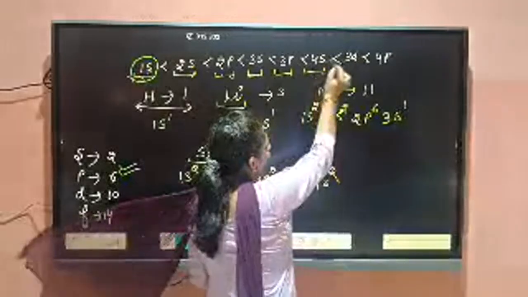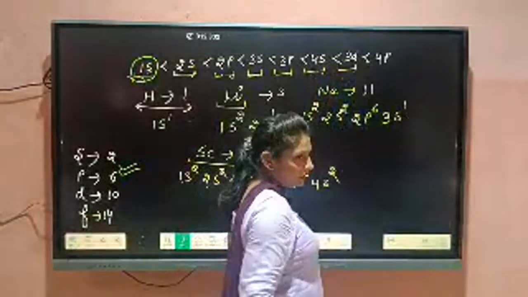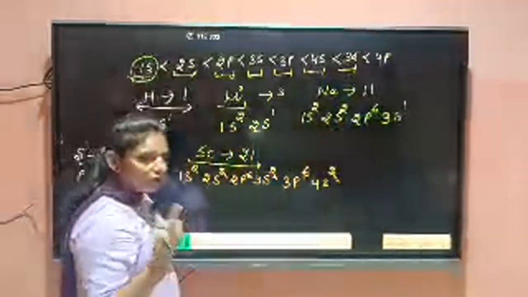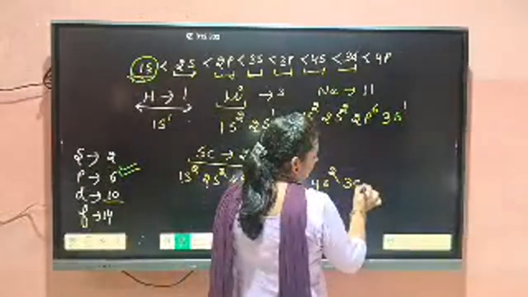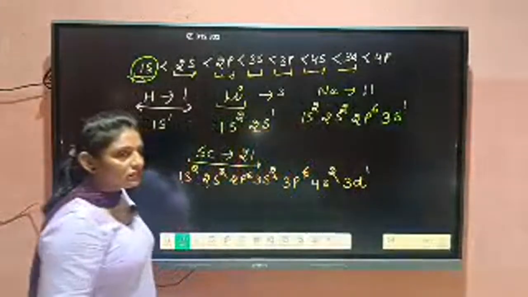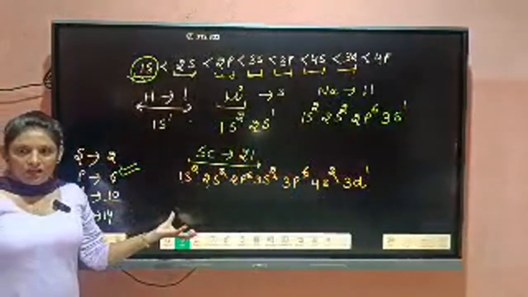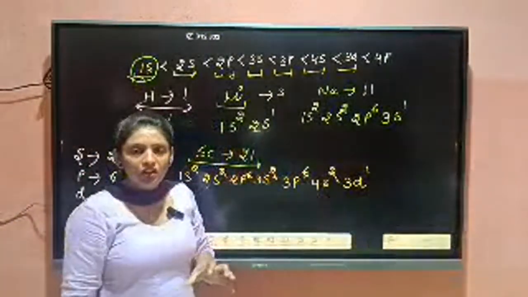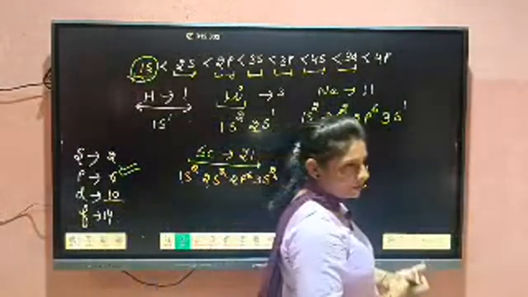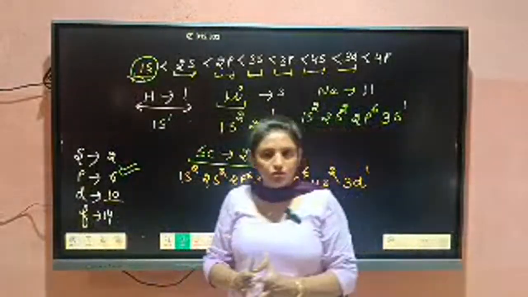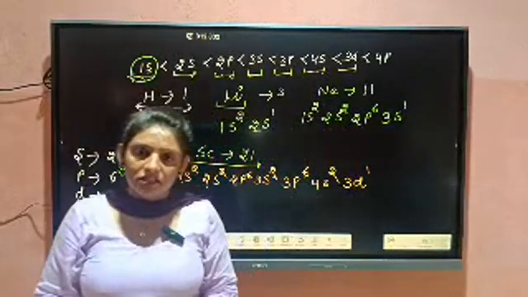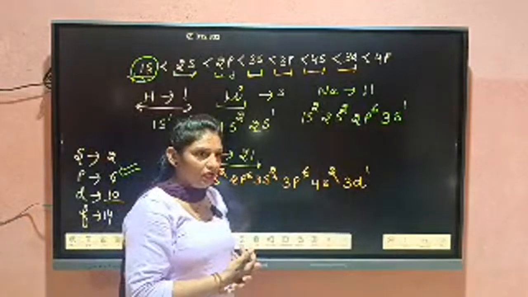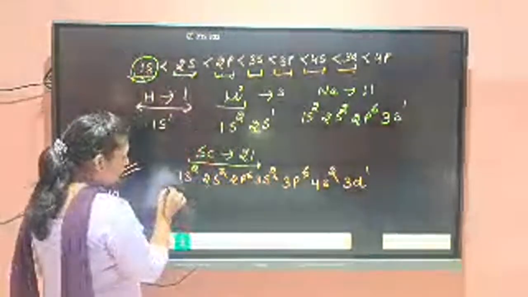After 4s2, we can fill electron in 3d. In 3d, we can fill maximum 10. But we have only 1. So 3d1. So this is the way to fill the orbitals. First of all, we will fill the lower energy level orbital completely. Then we will move to the orbital of higher energy level. Some exceptions are there, like in chromium.